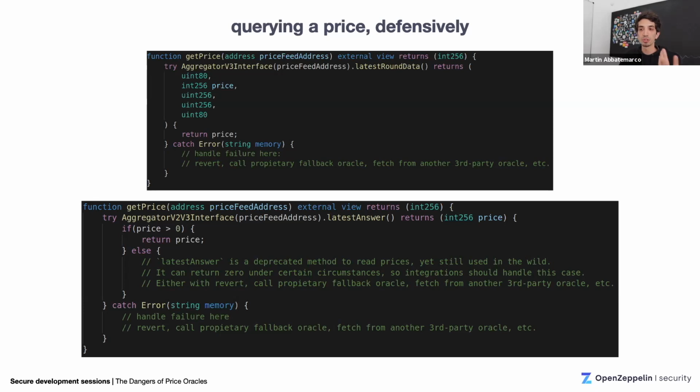And at the bottom, you see a similar pattern, but with the previous one. So this is the deprecated one, but still I've seen people in the wild doing this. So you can actually use the try catch, and within the try catch, you can use the if to check whether the price is 0 or not. And in this case, it might be that you need, I don't know, to use a fallback oracle, which some people use, such as Aave, for example.